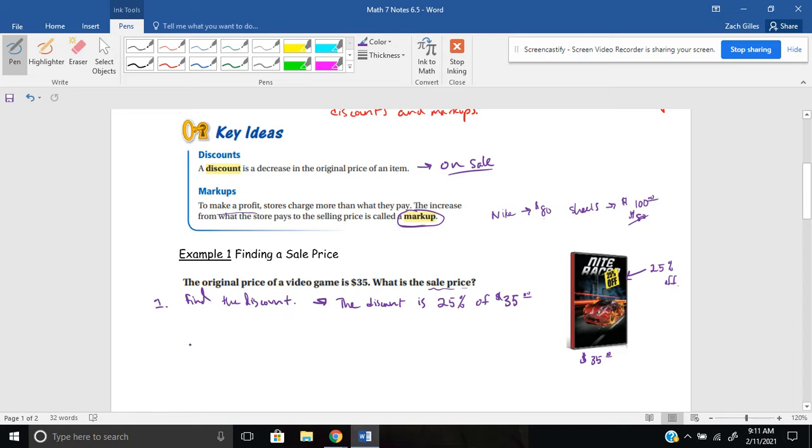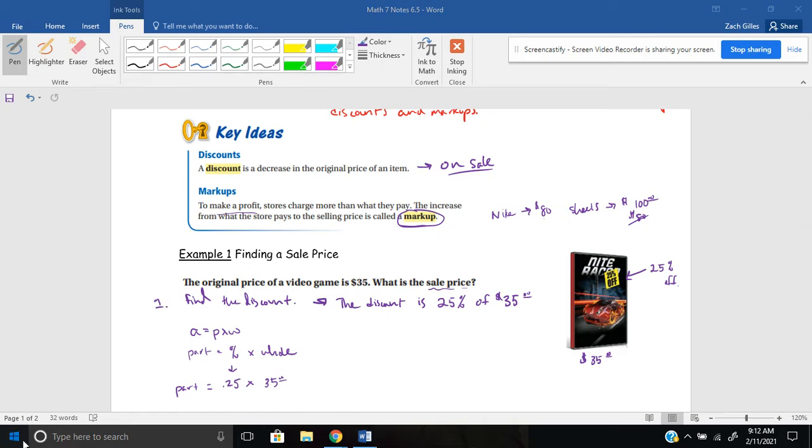So I'm going to go back to last section and I'm going to use the percent equation. A equals P times W, where A is the part, P is the percent, times W, which is the whole. What do I know and what am I trying to find out? Well, I know my percent is 25%, so I'm going to change that to a decimal, 0.25, times the whole. I know the original price is $35. That will give me the part, or in this case, I'm finding the discount.